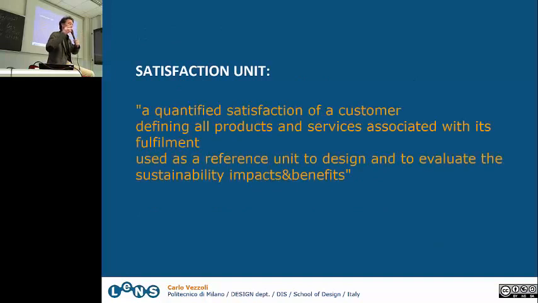So here is a definition. I can read it, but I hope that you get the point. It's a quantified satisfaction of a customer, defining all products and services associated with its fulfillment, used as a reference unit to design and evaluate the sustainability impacts as well as benefits. Okay?